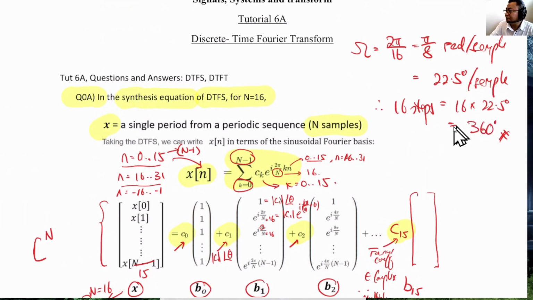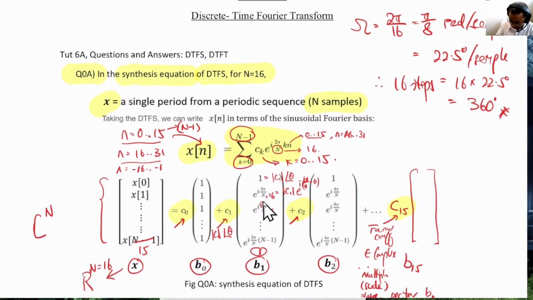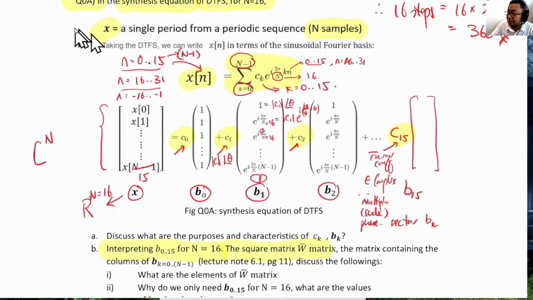In 16 steps, we will rotate by 360 degrees. So here, from the first sample to the last sample, we are rotating 360 degrees when we hit the 16th sample. So B1 16 here, this value here will be 1 again. So this completes the discussion of question 0A, part A.